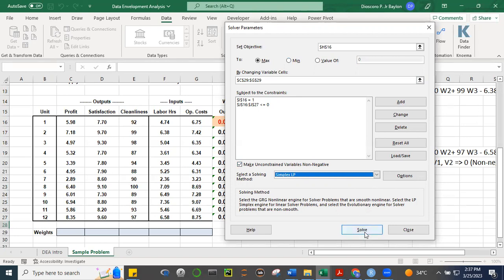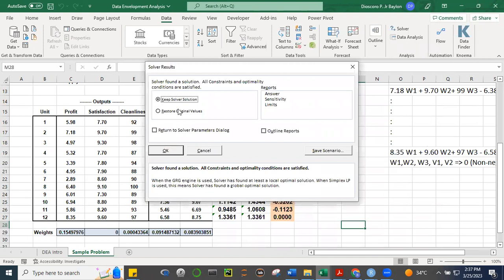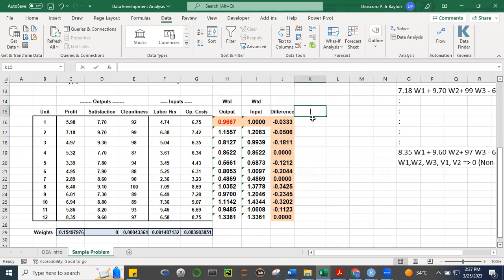All right, and then solve. Solver found a solution. Okay. So question, what is the efficiency of unit 1? What is the efficiency of unit 1? Anyone, please? 97%. Yes, 97%, correct.